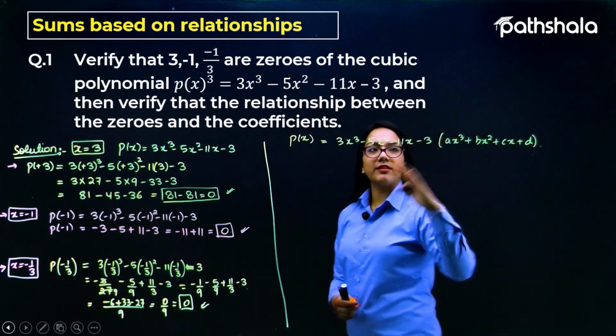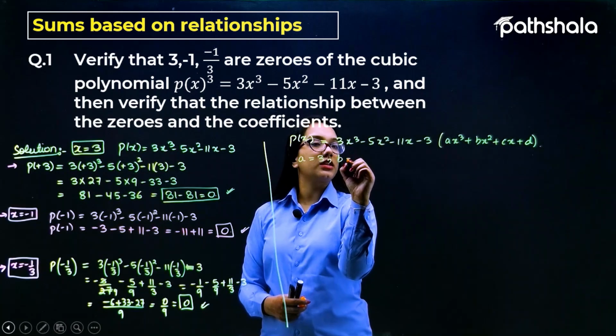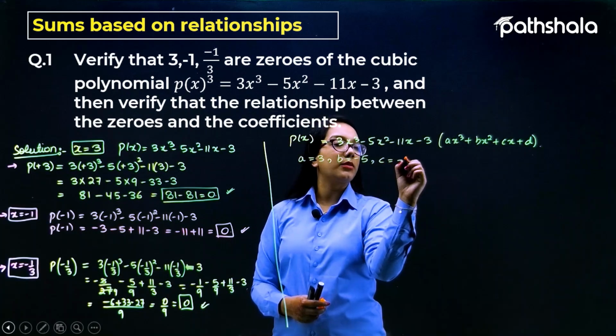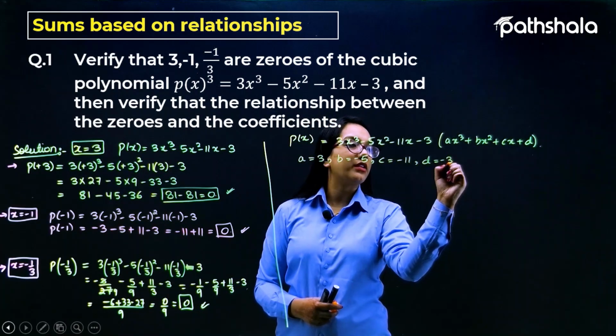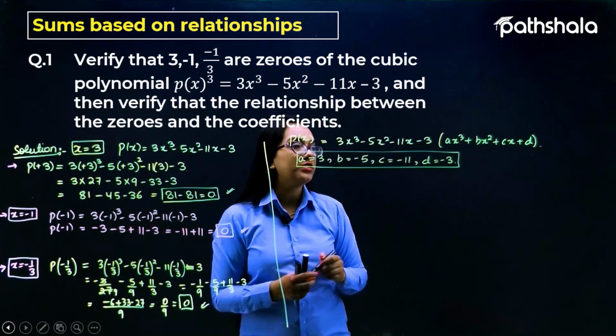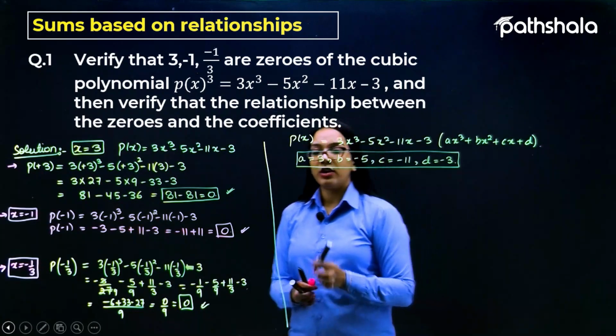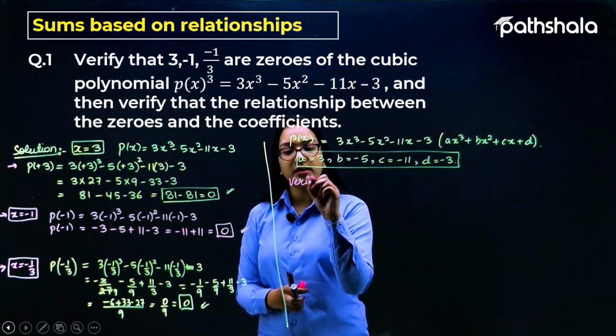Now let's just compare the values. By comparison, we can say a is nothing but 3, b is nothing but minus 5, c is nothing but minus 11, d is nothing but minus 3. We can say these are the coefficients of the variable x with the different degrees. And further, now let's just verify the result.